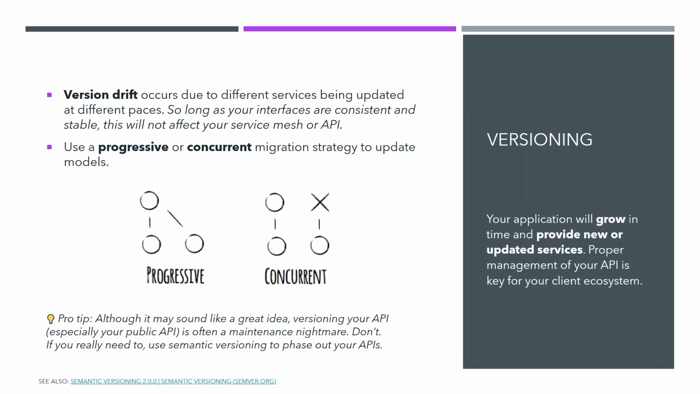So in order for us to treat this, we have an alternate strategy, which is a concurrent migration strategy. For this strategy, same as before, we grab the old model, we copy it, we make our changes. But unlike the progressive strategy, we keep both of them simultaneously under different aliases, under different names or whatever, but we keep them both.